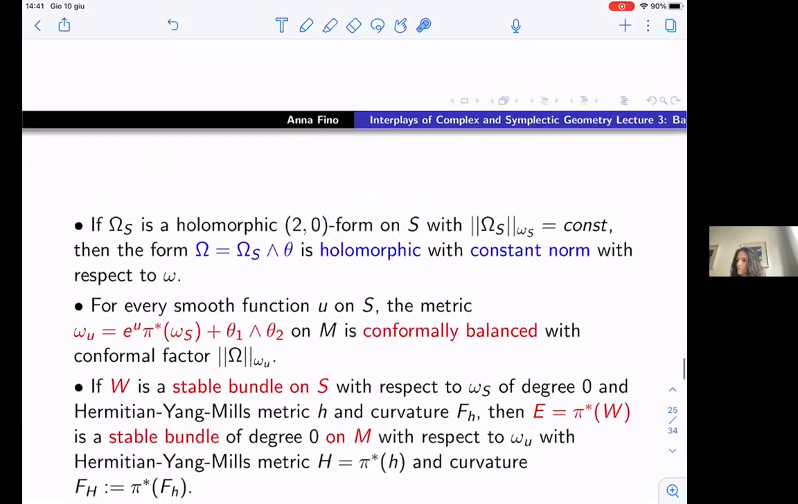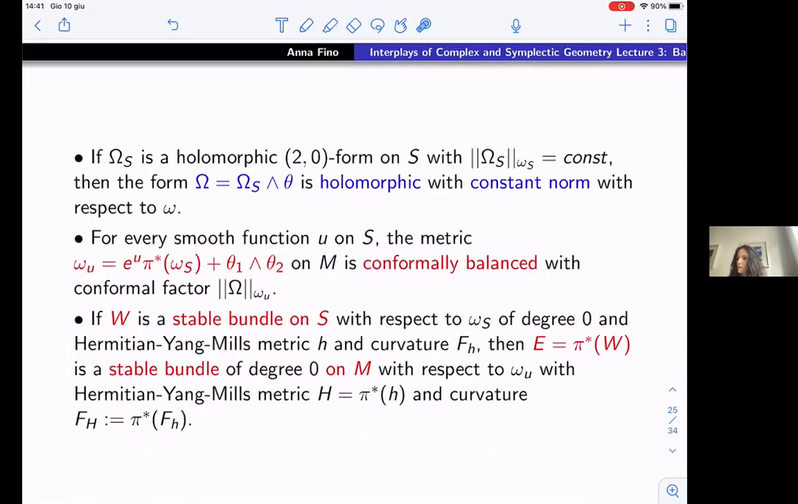And what we have, consider a holomorphic (2,0)-form on S with constant norm with respect to omega S. Then you can simply take theta wedge that form, and you get a holomorphic (3,0)-form with constant norm with respect to omega. That's not difficult. So we can now play in the same way. So consider the same modification of omega using a scalar function u in the same way.